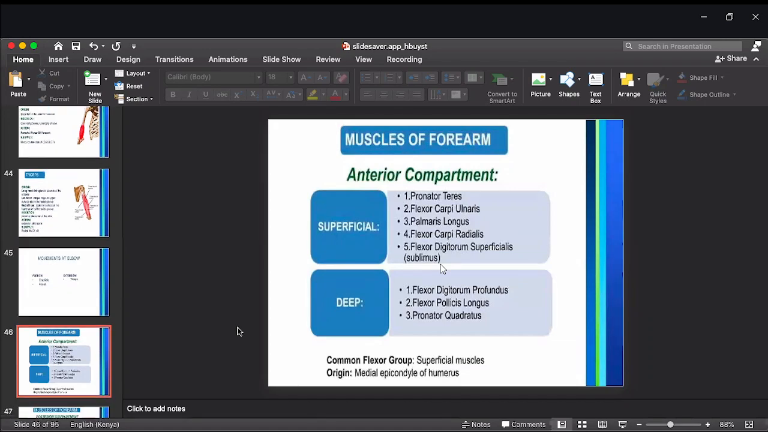And then you have the muscles of the forearm, which again have anterior and posterior compartments. The anterior compartment has superficial and deep groups. You can appreciate those found in the superficial compartment and the ones found in the deep. You may not know all the details, but at least go through what is found. Just know the muscles in the superficial and deep compartments. We will not belabor you with the origin and insertion, like in the muscles of the arm.